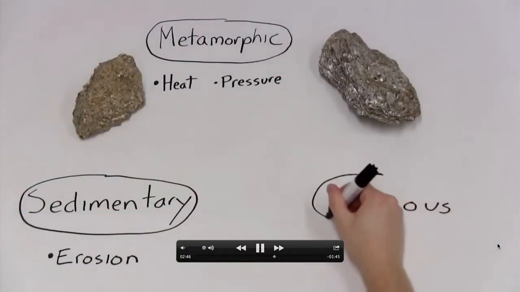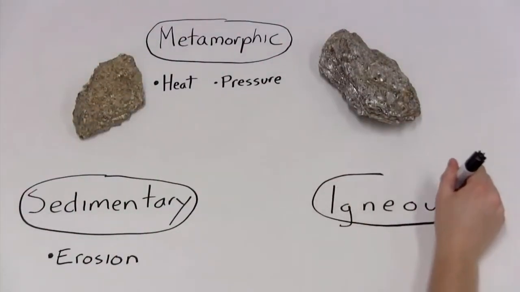The third type of rock in the rock cycle is igneous. When rocks get superheated deep within the earth, they melt and form a liquid called magma. If magma rises to the surface or moves up in the earth's crust, it begins to cool.